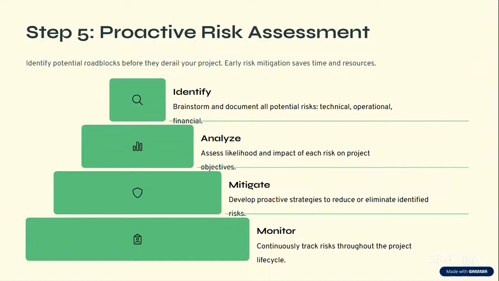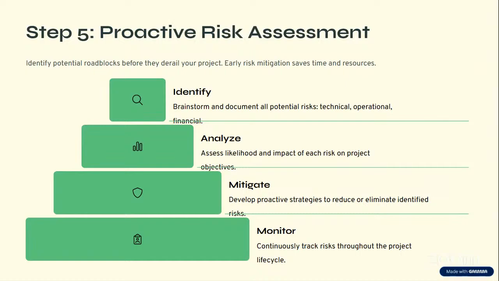So once you've identified all of these risks, you are going to then analyze them. You analyze the likelihood of them occurring, and also the impact of each risk if it happens. So how is it going to affect your project? Is it something that can lead to the failure of your project? So you have to identify and then analyze the risks. Then once you've gotten your analysis and you've prioritized the risk, then you can start mitigating. So you develop proactive strategies to reduce or eliminate the identified risks.